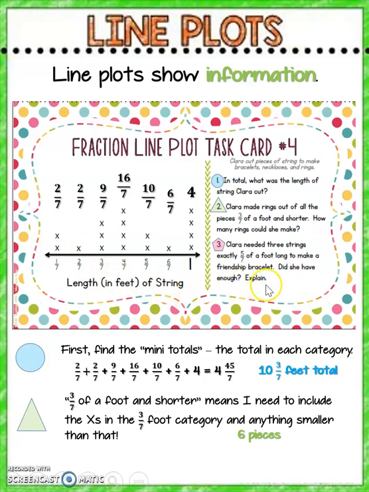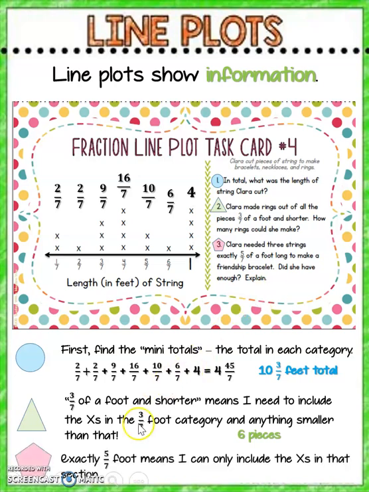Finally, I might see a question like in number 3, where it says Clara needed 3 strings exactly 5/7 of a foot long to make a friendship bracelet. Did she have enough? Well, this is telling me that I need only the X's in the 5/7 of a foot category. That word exactly means that it can't be bigger and it can't be smaller.